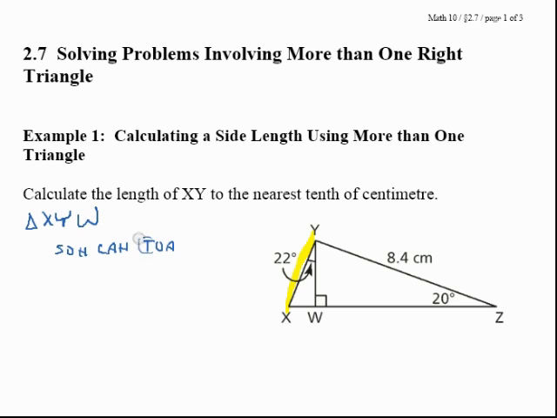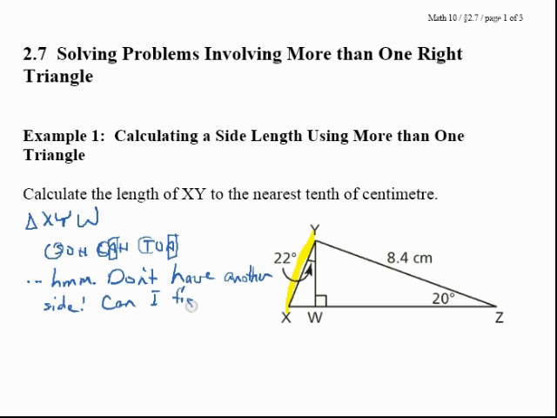And we know the angle, and we are looking for the adjacent, so let's box the adjacent, and we don't know anything else, so I'm going to write that down. Don't have another side. Can I figure one out? That's the question. Can I figure one out?